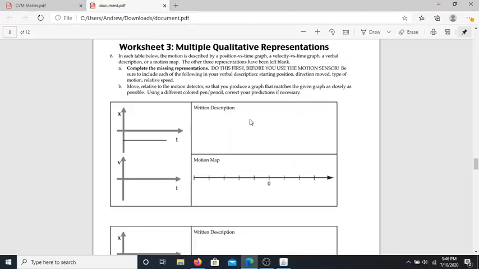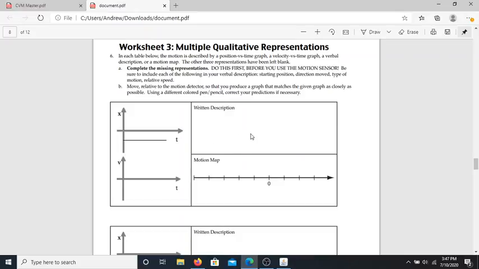Now for the written description, remember when we write our description, we want to include a couple things. We always want to include the starting position, the way we're moving, and the type of motion. Looking at this one, it's pretty simple. We can just say, this object, starting in a negative position, remains at rest. And that's it, because it tells us all we need to know. It's starting in the negative position, it's not moving, so it remains at rest. That's really all that matters.